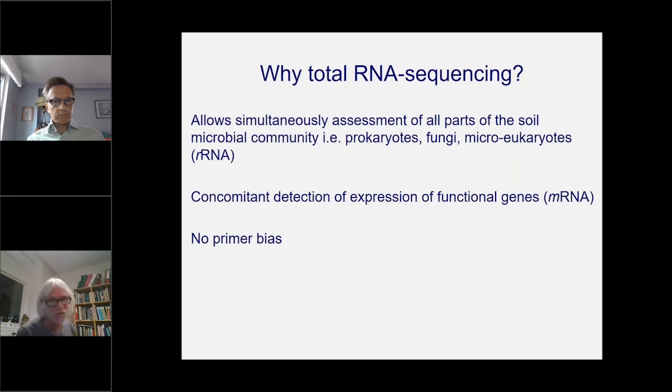Then question number two would be, why should we apply this total RNA sequencing instead of more conventional methods? It is because it will allow us to simultaneously assess more or less all parts of the soil microbial community: prokaryotes, fungi, and eukaryotes, which I have worked a lot with myself and which are often overlooked in microbial ecology. Also, it will allow us, at the same time, to detect expression of functional genes if we more or less get the full RNA picture out of the soil.